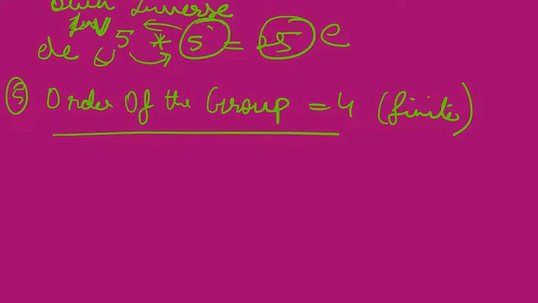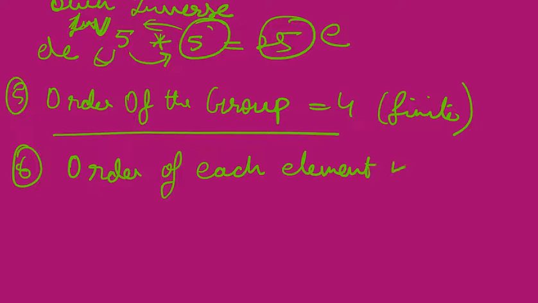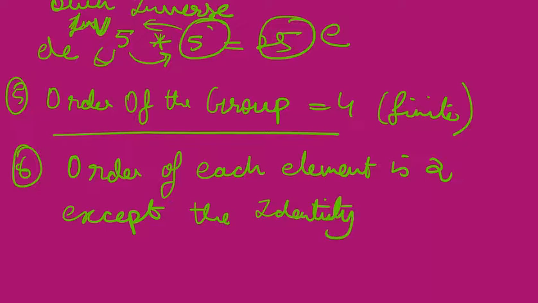Now, order of each element, sixth one. Order of each element is 2, except the identity. Order of each element is 2 because they are getting multiplied with something else, except for the identity. Now, the order of the identity is what then? The order of 25, the order of the identity is 1.